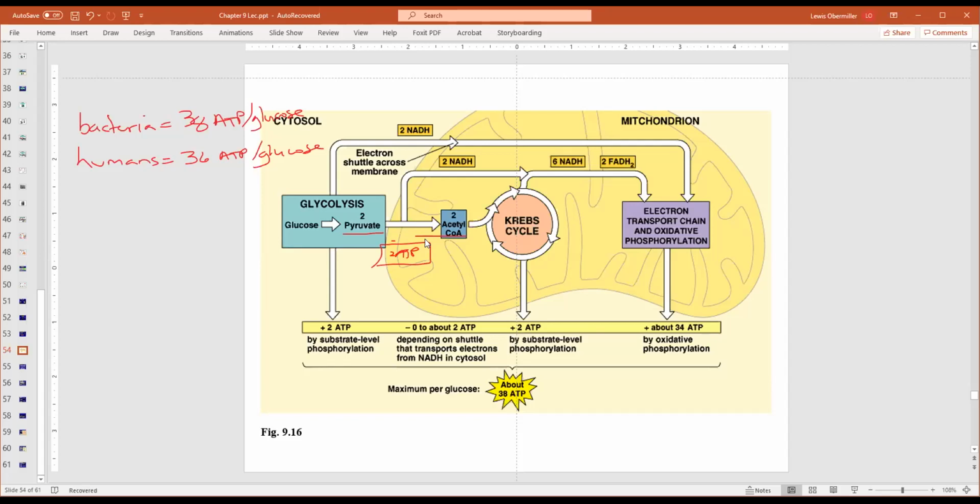So does that mean bacteria are more powerful than us? No. Why not? Because they don't have membrane-bound organelles. They're not as complex. Well, the reason is, remember, you can have lots of mitochondria in a single cell. You can have thousands of mitochondria in a muscle cell, which means that you're making 1,000 times more ATP than bacteria make because they only have 1 cell. Does that make sense?